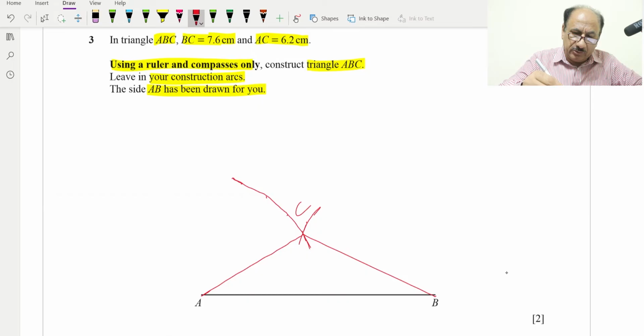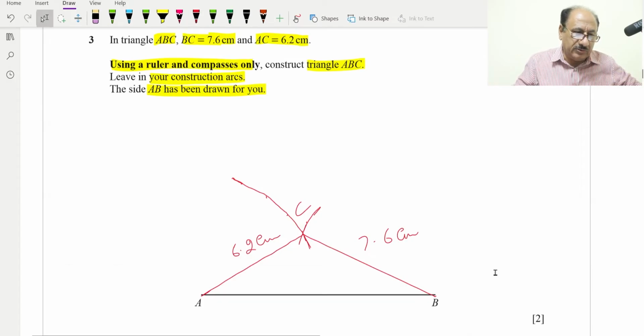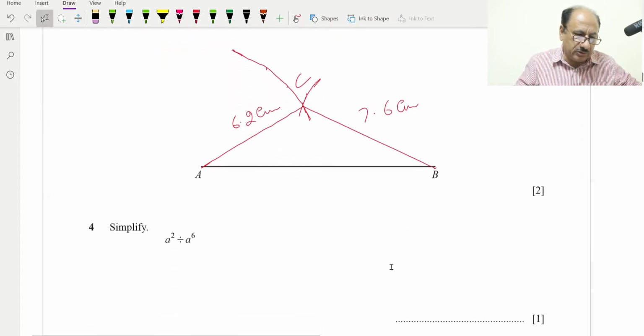And measurements also you will have to write. BC is equal to 7.6 centimeters and AC is equal to 6.2 centimeters. This is the complete drawing, marks 2.